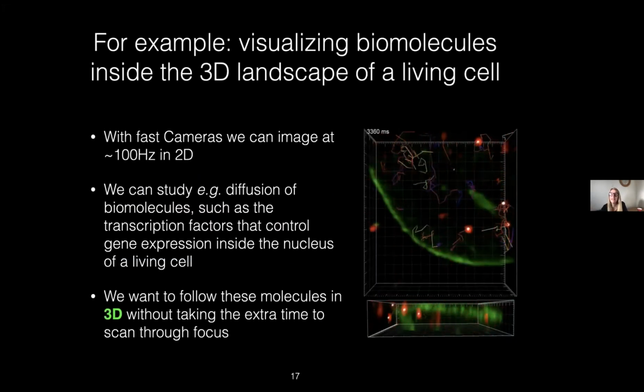So this technique really then enables us to do this type of imaging in 3 dimensions. With very fast cameras, we have this view of the entire 3D space of the cell in the form of 2D slices.